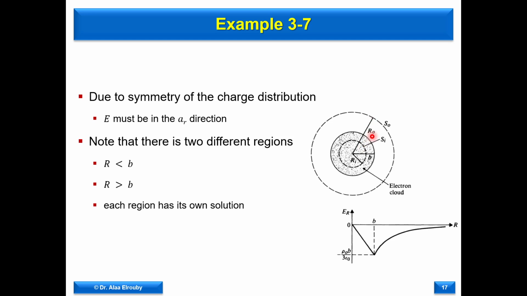Here it's very important to notice that we have two regions. Region 1 is from radius 0 to radius b, which is inside the cloud of electrons. Region 2 is for r greater than b, which is outside of the cloud of electrons. So inside the source and outside the source. We need to solve in those two regions.